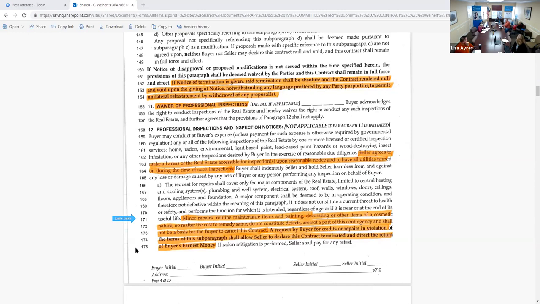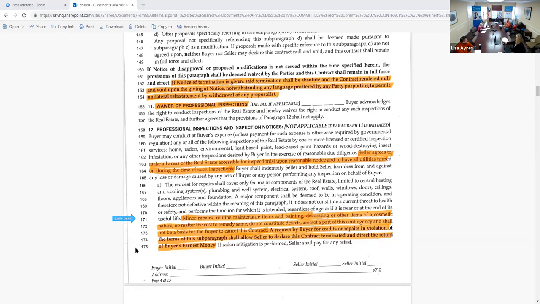Now, I understand that your buyers have their own ideas about what they want to ask for. It is your obligation, though, to tell them that the contract doesn't support some of those requests. So we've given you the language here to make it clear. You will refer to the contract and you'll say, I understand that you want them to repaint the entire main floor. We can ask for that, but if they say no, the contract doesn't support our request. A request by buyer for credits or repairs in violation of the terms of this subparagraph shall allow the seller to declare this contract terminated and direct the return of buyer's earnest money. Okay? That's in the heavy black print so that you would pay special attention.